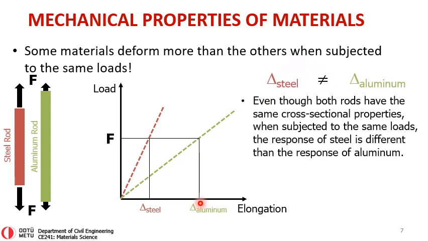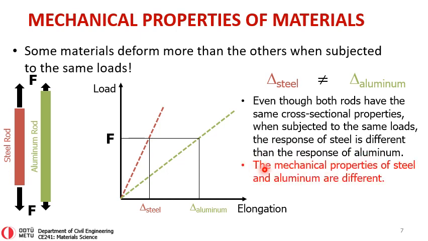And this difference is because of the mechanical properties of the materials. In other words, even though both rods have the same cross-sectional properties, when subjected to the same loads, the response of steel is different than the response of aluminum. And that's obviously because the mechanical properties of steel and aluminum are different.